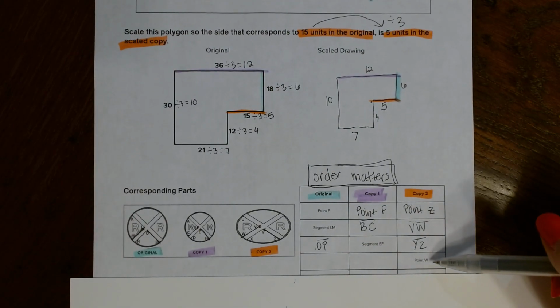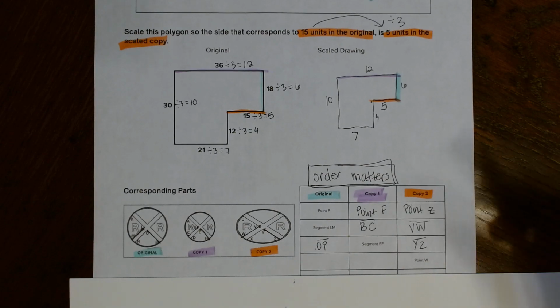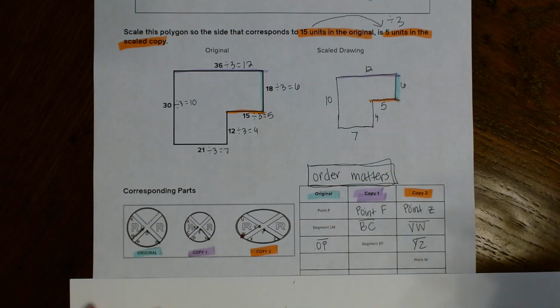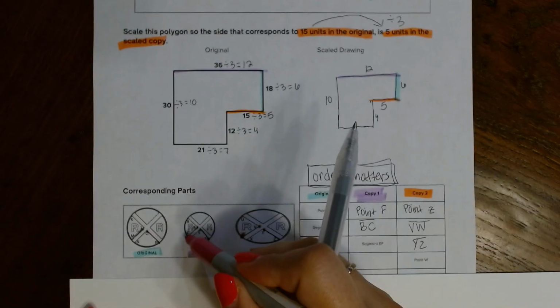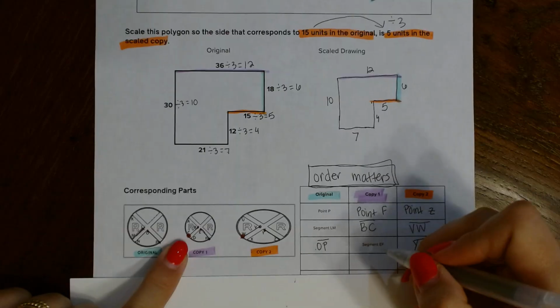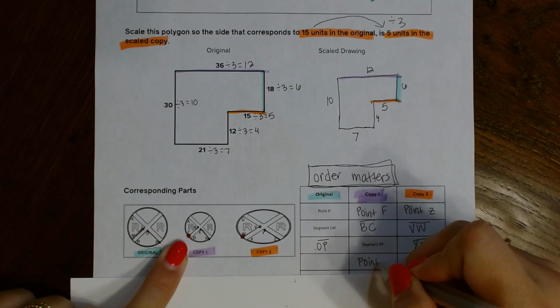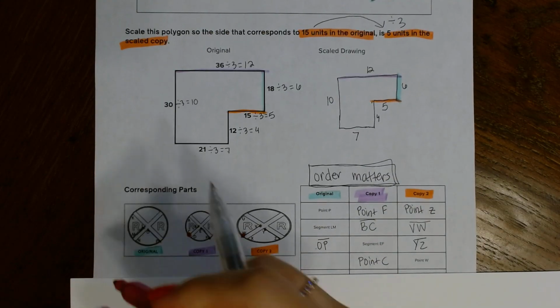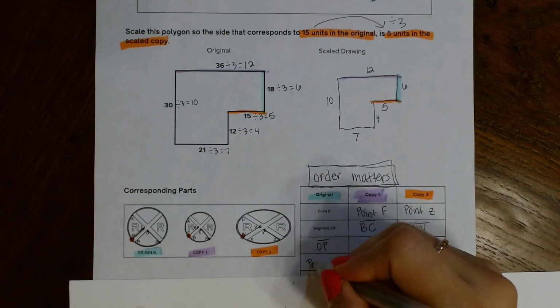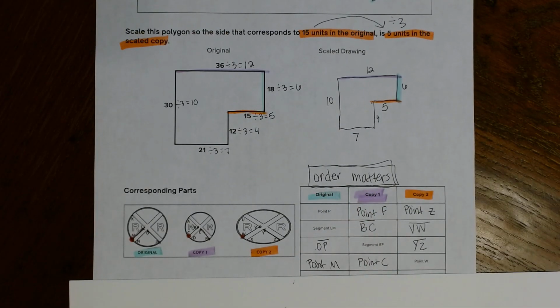Okay, now it gives us point W and copy 2. So point W, I'm just going to put a little dot there, is right here. So the corresponding point in copy 1 would be point C. Point C. And the corresponding point in the original would be point M. Point M.